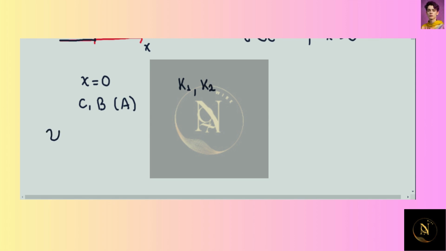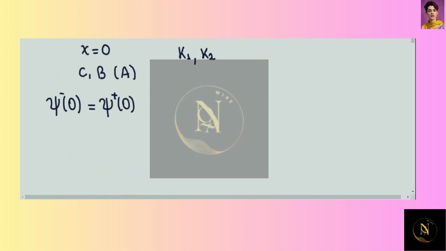Okay, so notice that the wave function at 0 from the left, so I'm just going to put a minus sign here, must be equal to the wave function at 0 from the right. And I'm going to put a plus sign in it. Okay, so the wave function from the left is a times e to the i k1x plus b times e to the minus i k1x, and this is equal to c times e to the i k2x.